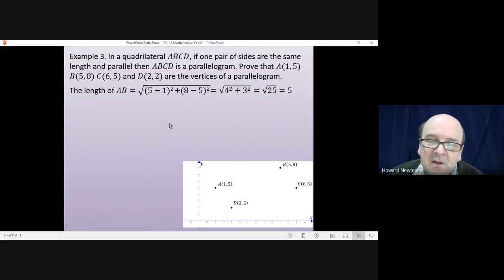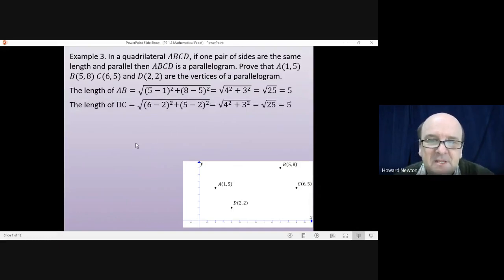First of all, I found the length of AB, and the length of AB is the square root of (5 minus 1) squared plus (8 minus 5) squared, which gives me the square root of 4 squared plus 3 squared, which is root 25, which is 5. So the length of AB is 5. That's just using the standard formula for the length of a line joining 2 points together. It's using Pythagoras' theorem.